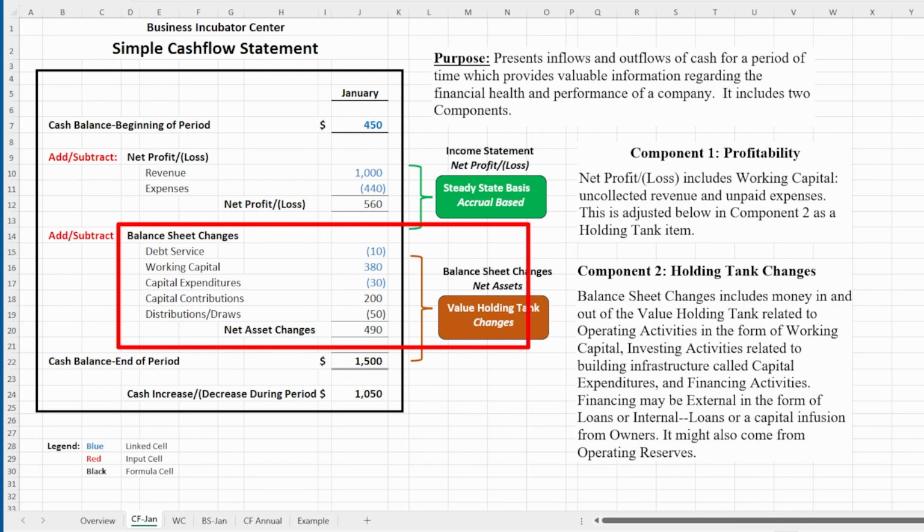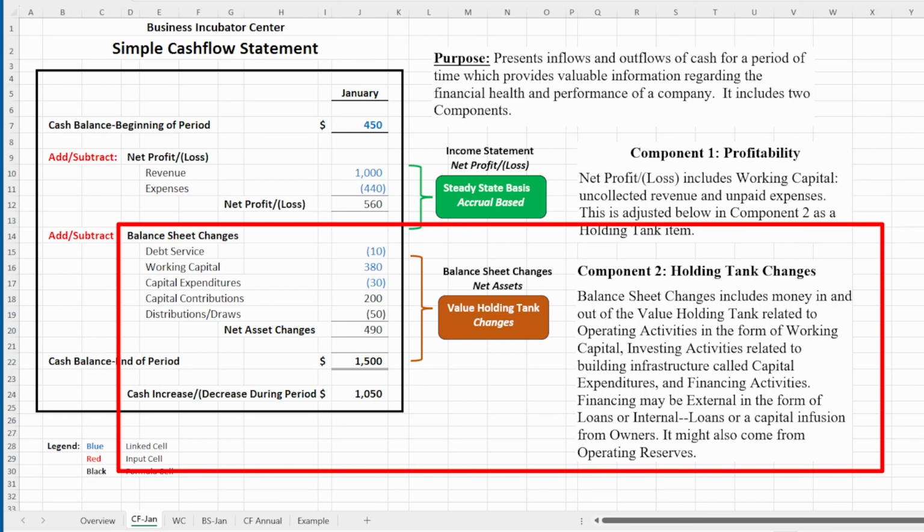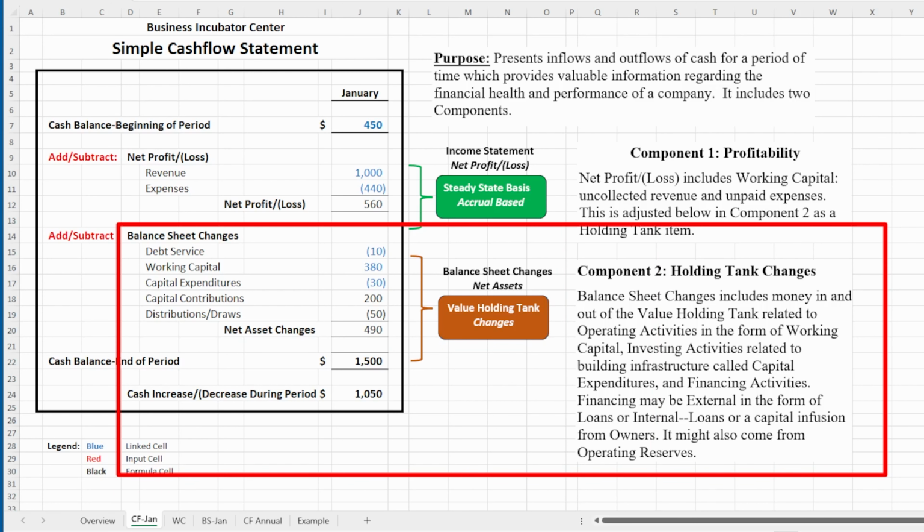Component 2 consists of balance sheet changes, or holding tank changes. Balance sheet changes include money in and out of the value holding tank related to operating activities in the form of working capital, investing activities related to building infrastructure called capital expenditures, and financing activities. Financing may be external in the form of loans or internal. Loans are a capital infusion from owners. It might also come from operating reserves.